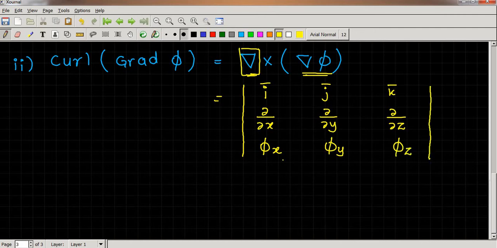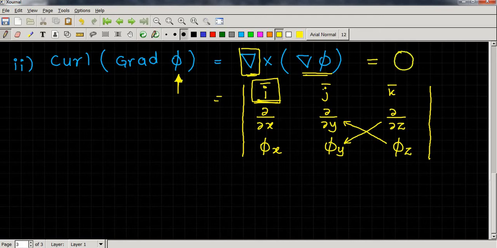If we evaluate this determinant of order 3 by 3, let's find coefficient of i bar. So we find partial derivative of phi z with respect to y, minus partial derivative of phi y with respect to z. Since we are dealing with continuous function phi, it has continuous second order partial derivatives as well. So these two derivatives are same. So coefficient of i bar will be 0.